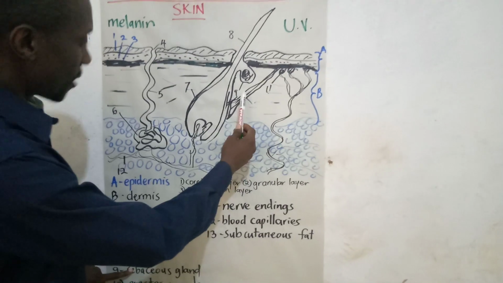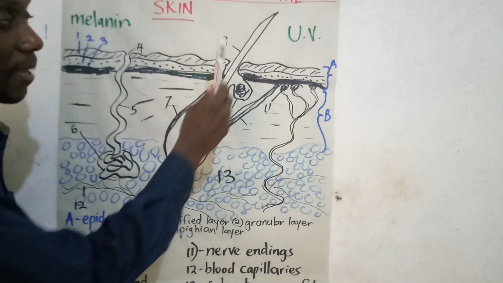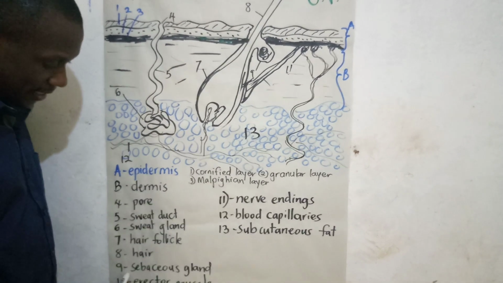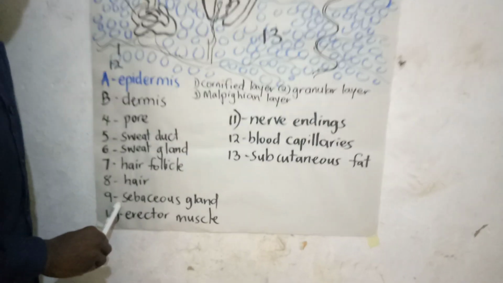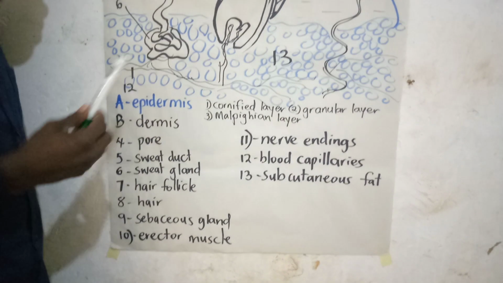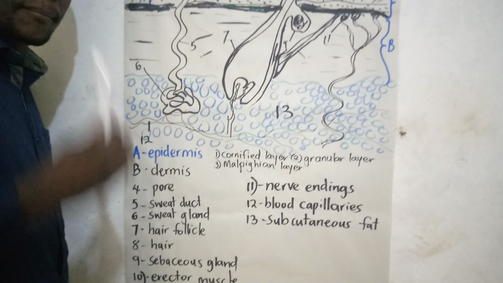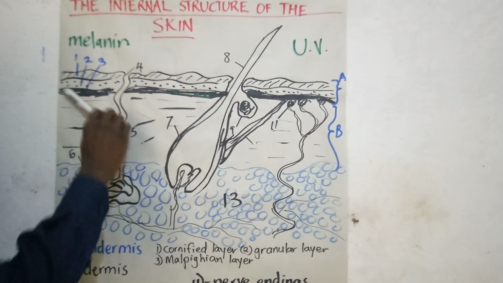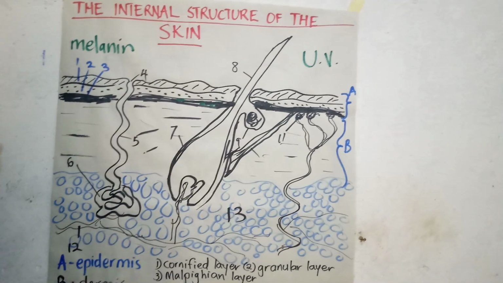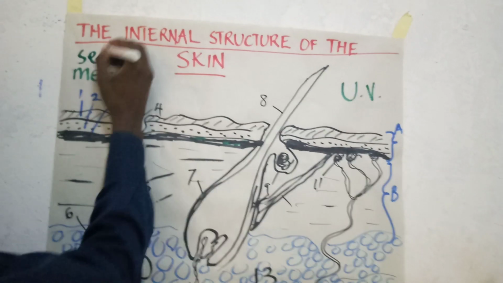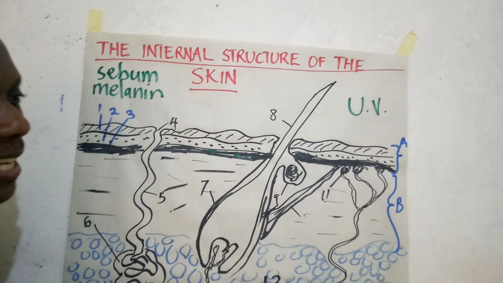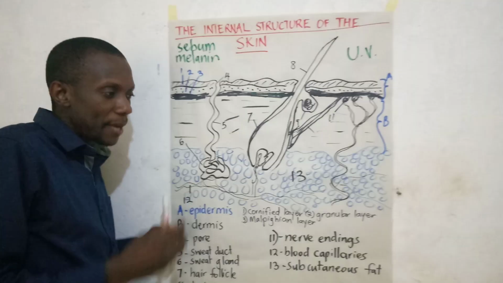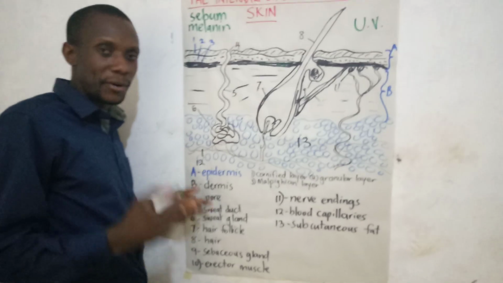Then we have got number 9 here. It's called sebaceous gland, shown as 9, sebaceous gland. The spellings are very important. Sebaceous gland secretes, or it produces, some oily substance called sebum. Sebum helps to keep the skin soft and supple. That oily substance called sebum, the spelling is here. It helps to keep the skin soft and supple. Supple means the skin should be able to stretch or bend without breaking or cracking.